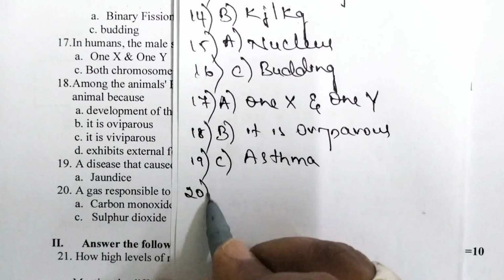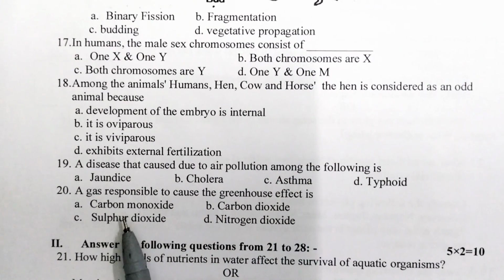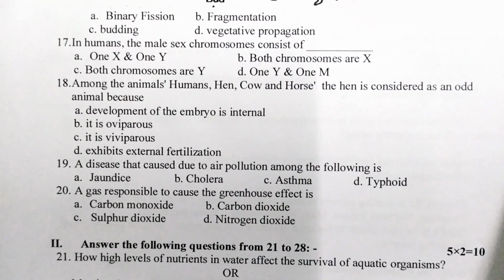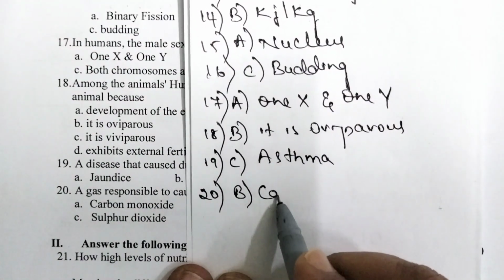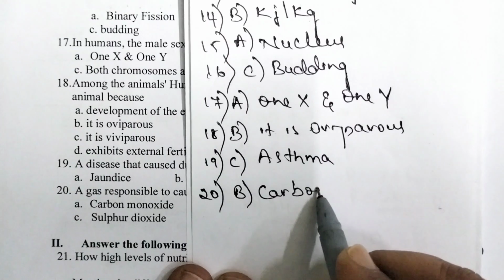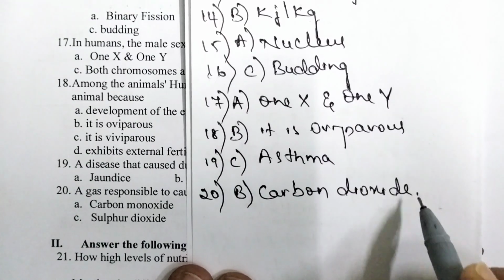Next, coming to the last question of this MCQ, a gas responsible to cause the greenhouse effect is carbon dioxide. So CO2, option B. The right answer for the 20th question is option B, carbon dioxide.